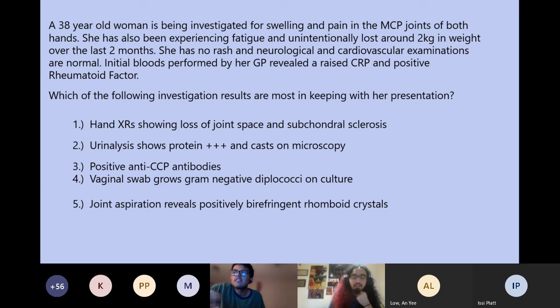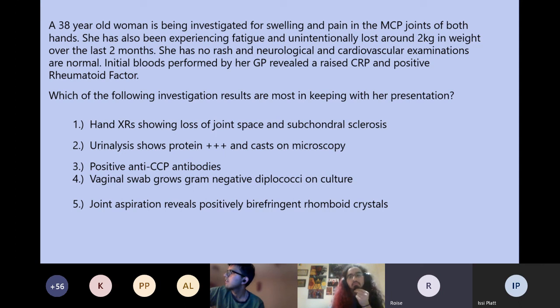Sweet. Right. Okay. She presents with swelling and pain in the MCP joints of both hands. She's also been experiencing fatigue and unintentionally lost around 2 kilograms in weight in the last 2 months. No rash, neurological and cardiovascular normal. Initial blood serum IgG, raised CRP, and a positive rheumatoid factor. Right. So what's going through your head at the moment in terms of a diagnosis?